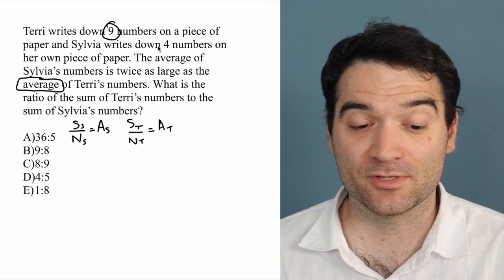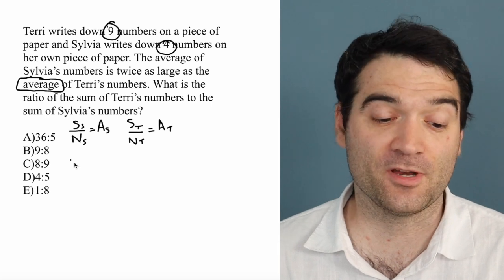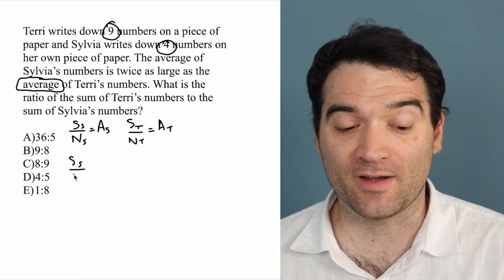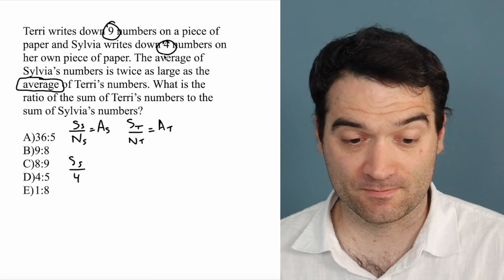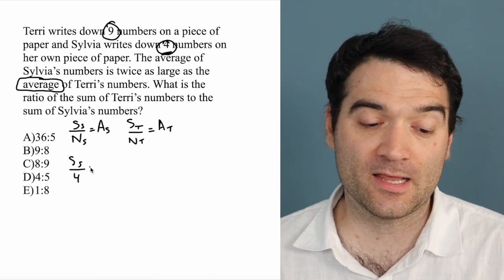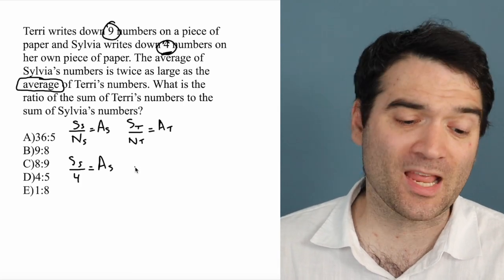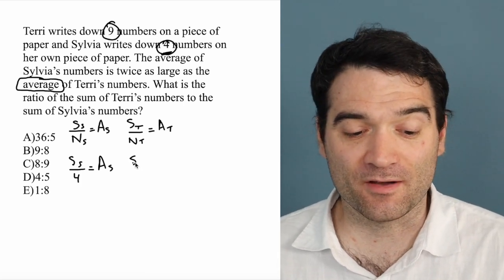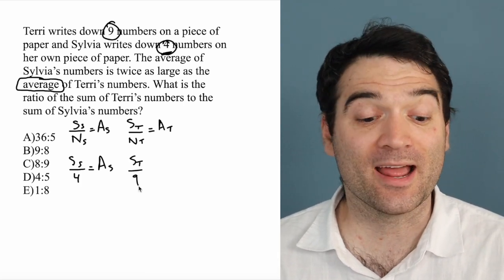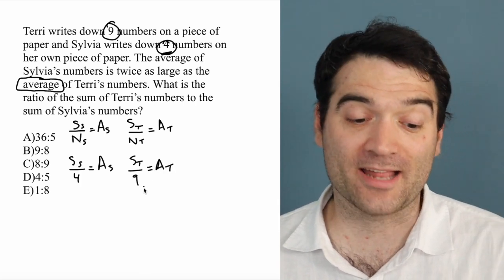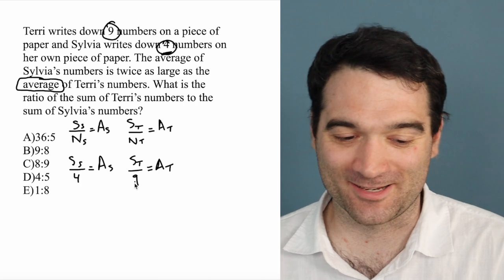Now we can fill in with the information that we have. Terry has 9 numbers. Sylvia has 4 numbers. That's good to know. So let's fill that in. The sum of Sylvia's numbers divided by 4, because she has 4 numbers, is equal to the average that Sylvia has. And over here, the sum of Terry's numbers divided by 9, because she has 9 numbers, is equal to the average that Terry has. Okay, we're getting somewhere now.